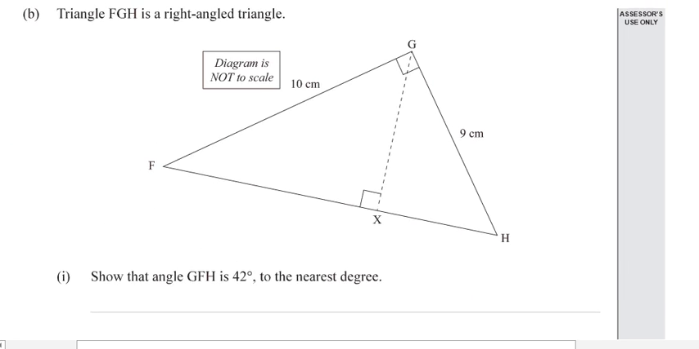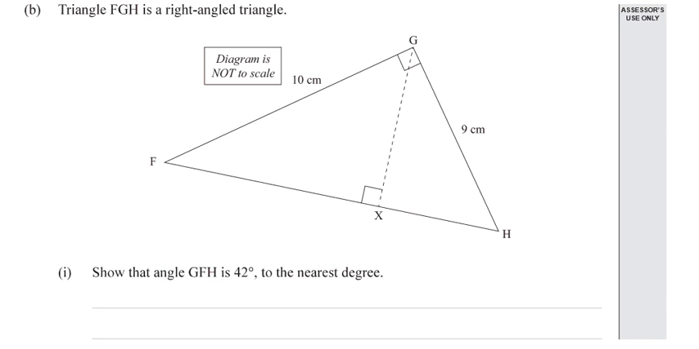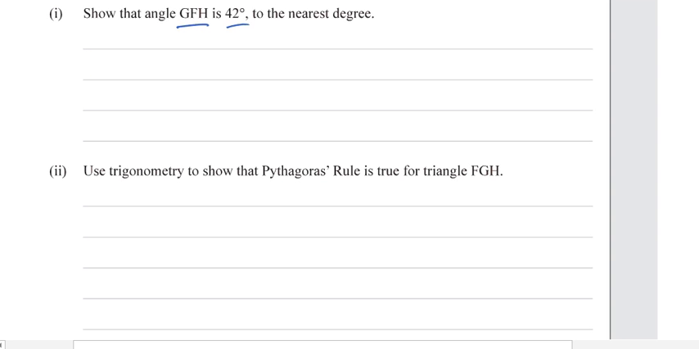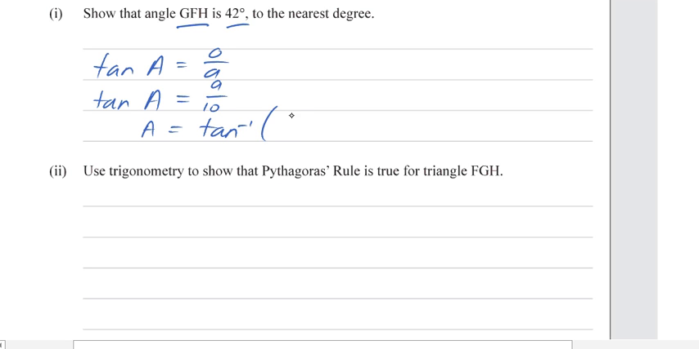Okay, on to our next question. It's asking us to show that this angle is 42 degrees. So it's talking about this angle here, and so to do that I'll label these two sides opposite and adjacent, so we're going to be using tan. So we can say tan angle equals opposite over adjacent, and substituting in we have 9 over 10, and when we're looking for an angle we take the inverse, so it's tan inverse of 9 over 10, and we put that into our calculator, and it gives us 42 degrees, and that's it.